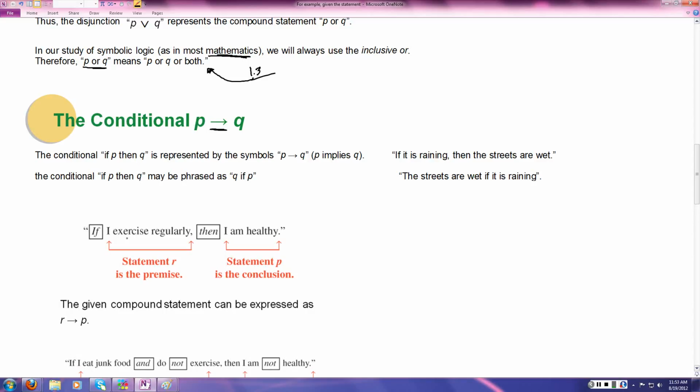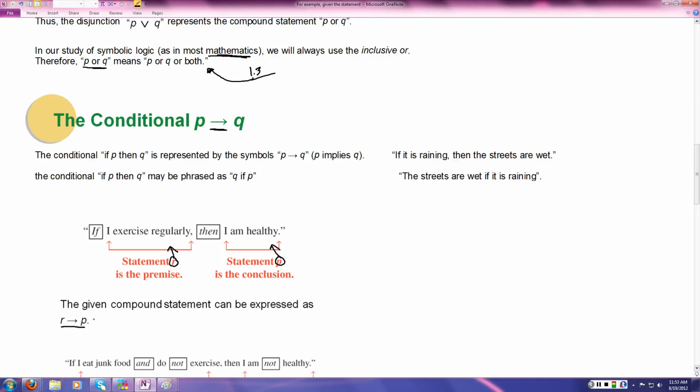An example your book gives you: if I exercise regularly, then I'm healthy. So let R be the statement I exercise regularly, and P the statement that I'm healthy. I could write this compound statement as R arrow P, and I would read that as if R then P. So if I exercise regularly, then I'm healthy.